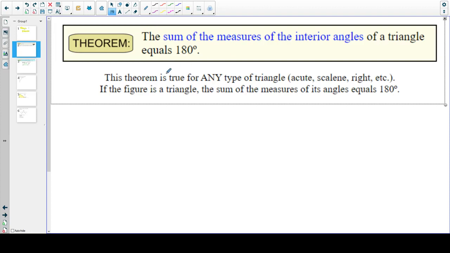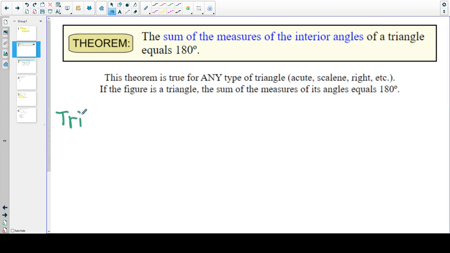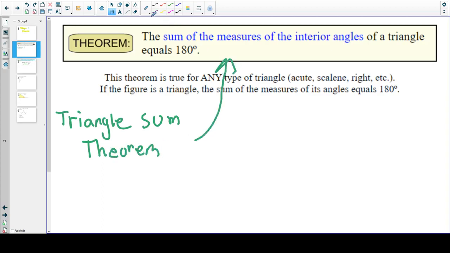The first thing that we learned about was the sum of the measures of the interior angles of a triangle equals 180. We called this the triangle sum theorem. And that's this guy over here. And all that means is if you're given any triangles, let's say I give you this thing over here.